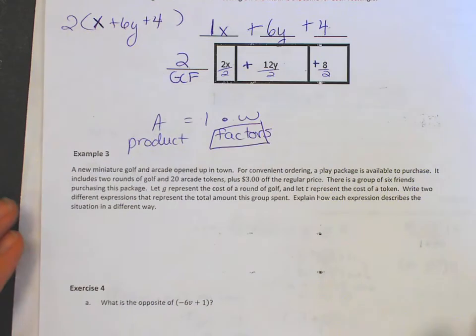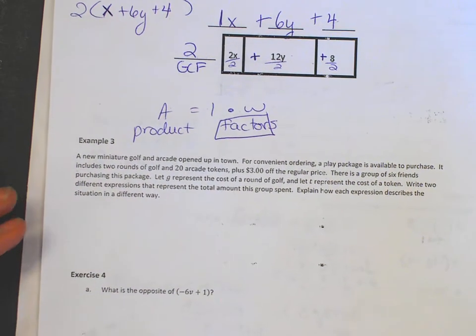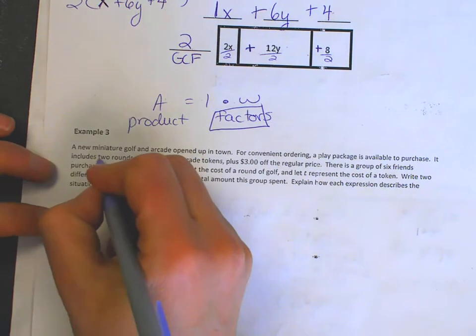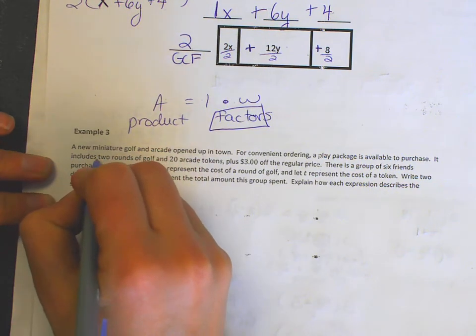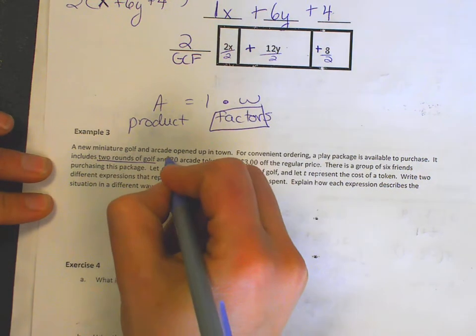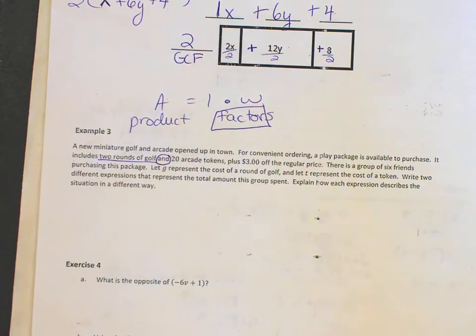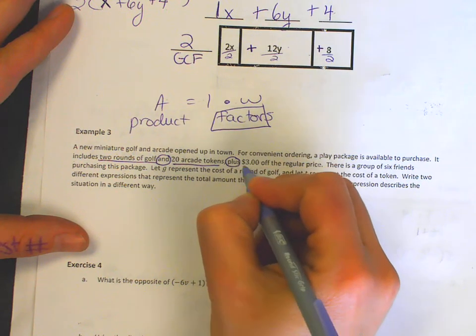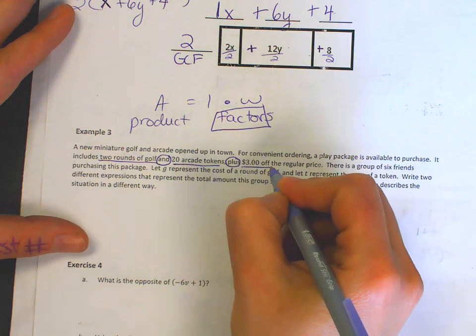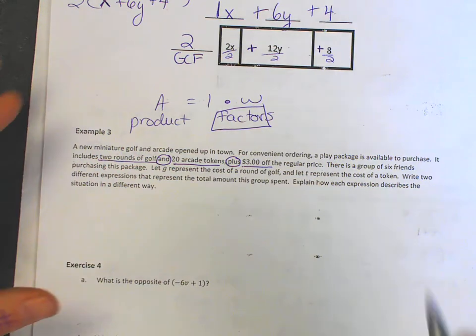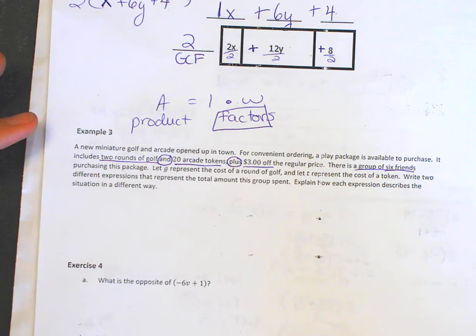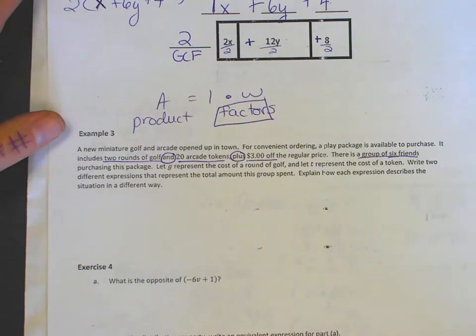Here's another word problem. A new miniature golf and arcade opened up in town. For convenient ordering, a play package is available to purchase. It includes, sounds like something important's coming up, I'm going to underline it, 2 rounds of golf. And is an important word, don't ignore it. 20 arcade tokens plus $3 off the regular price. There's a group of 6 friends purchasing this package.